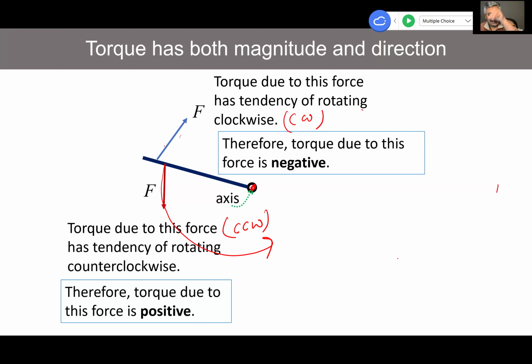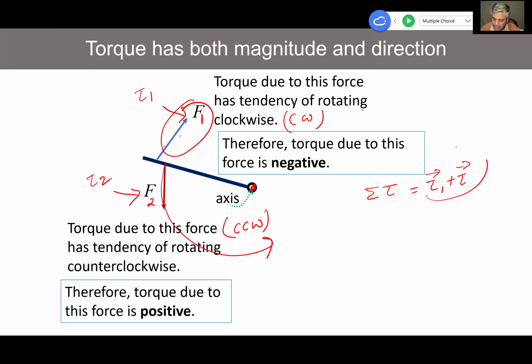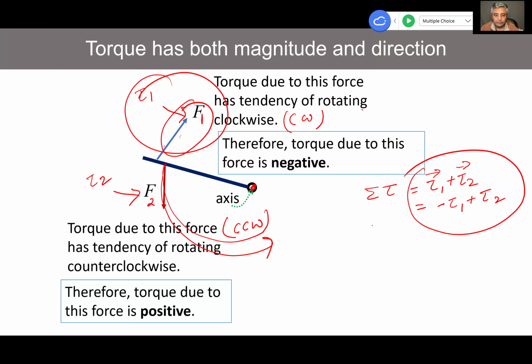So now with the value and proper sign, you can keep adding those. For example, if the torque due to F1 was torque 1 and the torque due to F2 was torque 2, then you can find the net torque, which is torque 1 and torque 2. But these are vectors, so we need to write them with proper sign. Since torque 1 is trying to rotate clockwise, this is going to be negative torque 1. And torque 2 is trying to rotate counterclockwise, which means it would be positive, right? So that's how you can add the torques. Once you have that, you have the net torque. And what do we know? When net torque is zero, the object is in rotational equilibrium.